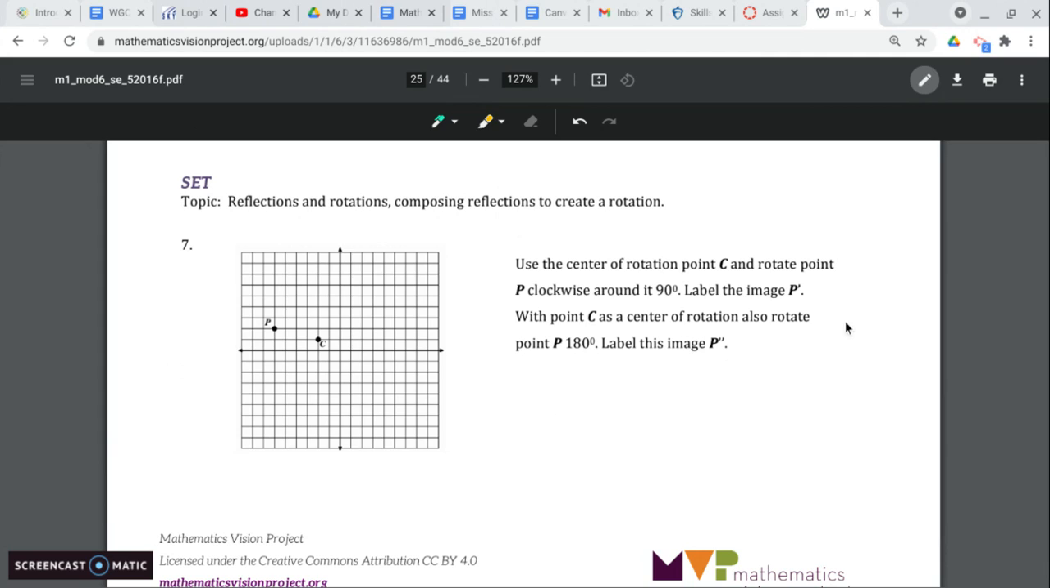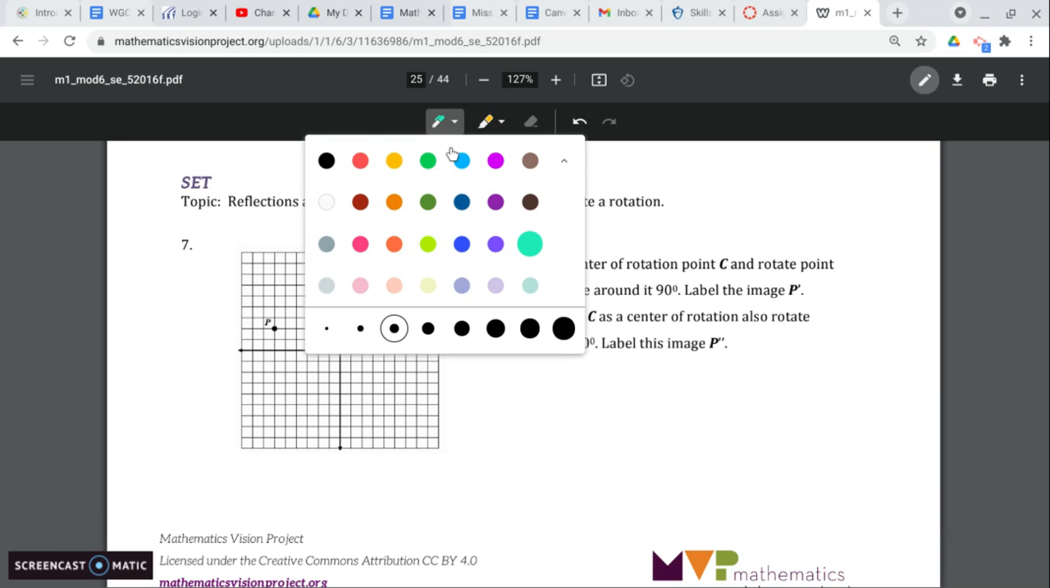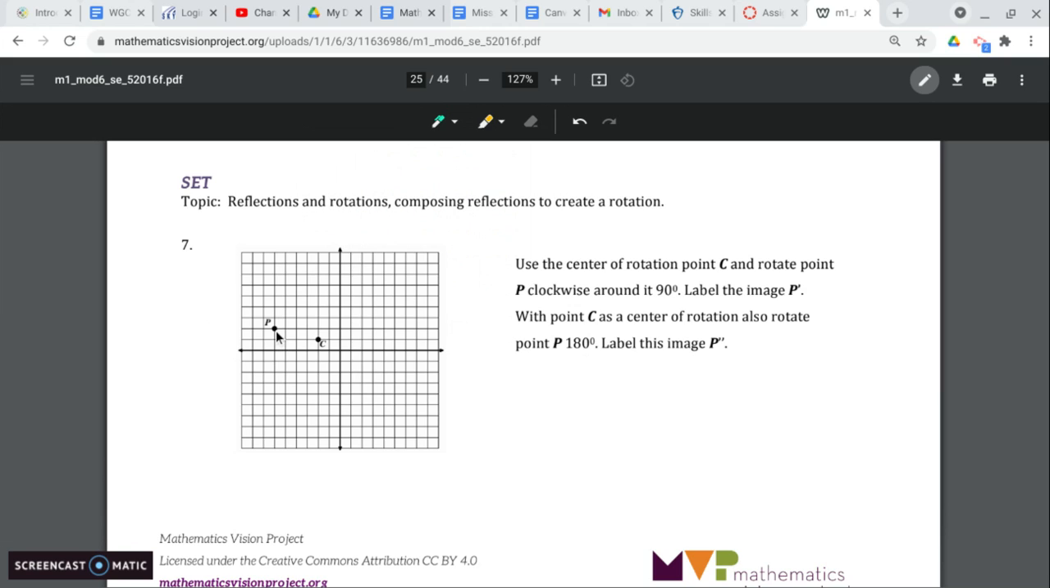So if it's a 180 degree rotation, that means P, C, and P double prime are all going to lie on the same line. So with that being said, we just see what the slope is. So we went down 1 and over 1, 2, 3, 4. So we go down 1 and we go over 1, 2, 3, 4. So that point right there is our P double prime. So P double prime is the point (2, 0).